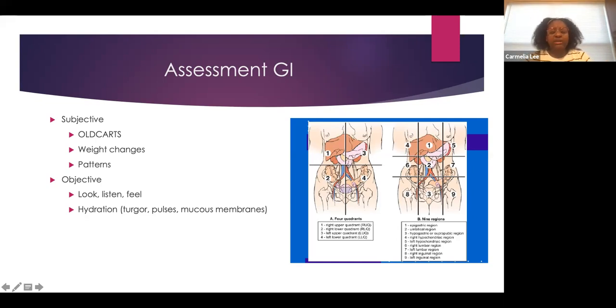You always want to look, listen, and feel. So you're going to look at the abdomen first, you're going to listen, and then you're going to see if you feel any of those organs, liver. Is there rebound tenderness while you're doing that assessment? Is there a Murphy sign? So you want to check all that stuff when it comes to abdominal complaints.